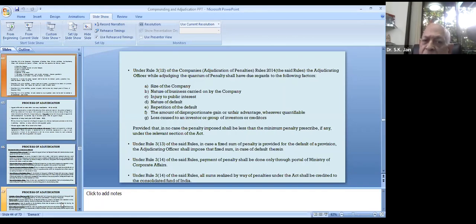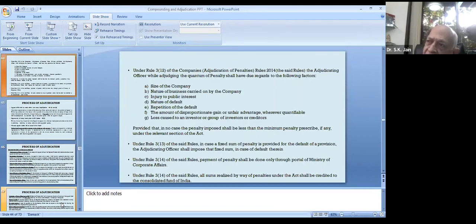But these are relevant only in the cases where he can use discretion. Otherwise, 453, 454, Rule 312 very clearly prescribe that he has no discretion to impose less than the minimum prescribed penalty. Now, it creates extreme hardship to companies where they cannot afford even the minimum prescribed penalty. And the appeal lies with the regional director.